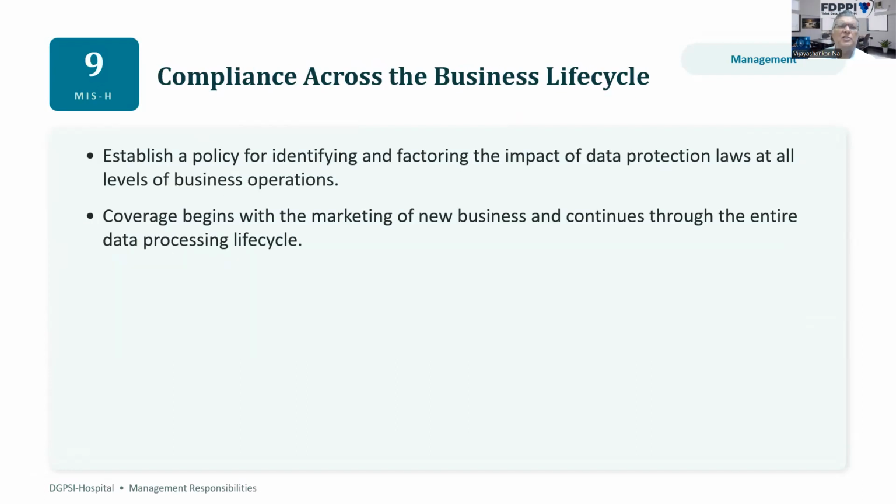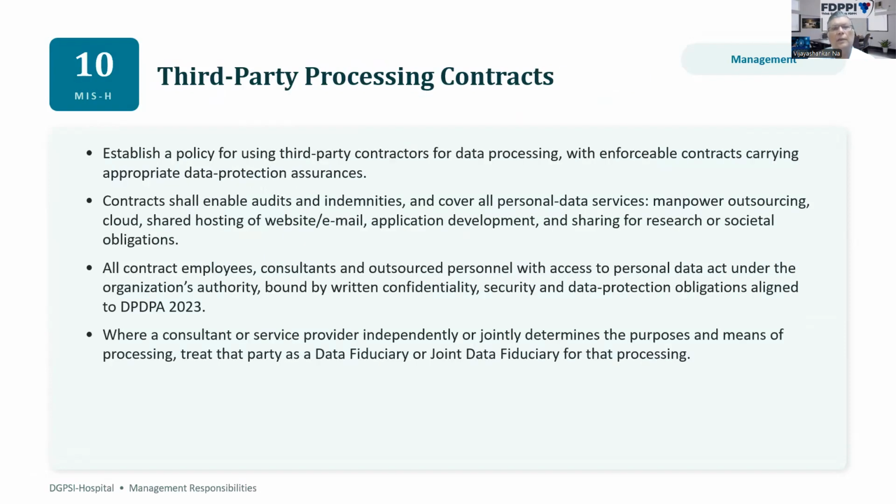The ninth implementation specification is that the compliance runs across the business life cycle, and therefore the policy has to be established for identifying and factoring in the impact at all levels of business operations, not necessarily at the IT level, not necessarily at the privacy department, but the entire level. Then coverage begins with the marketing of new business and continues through the entire data processing life cycle.